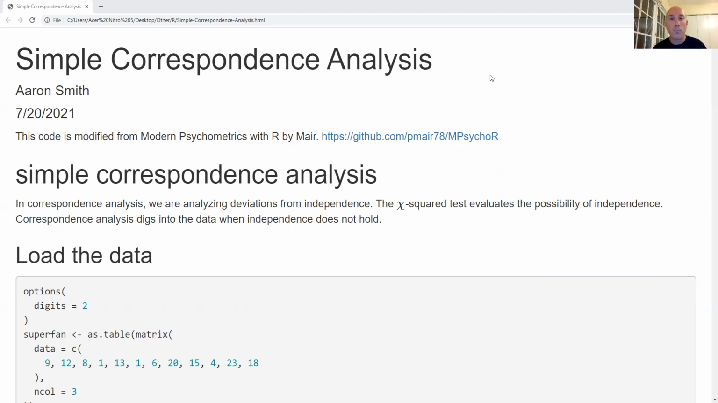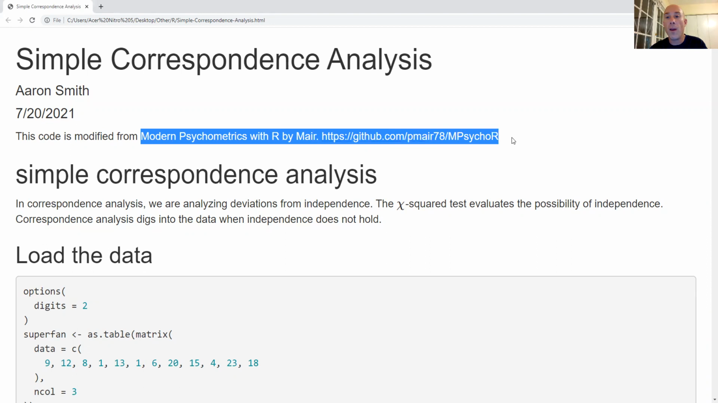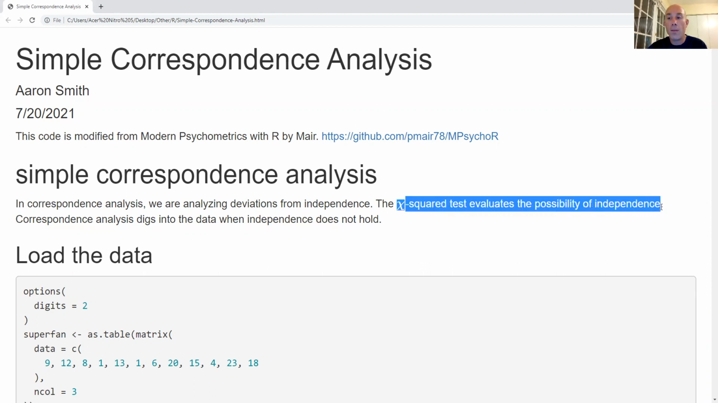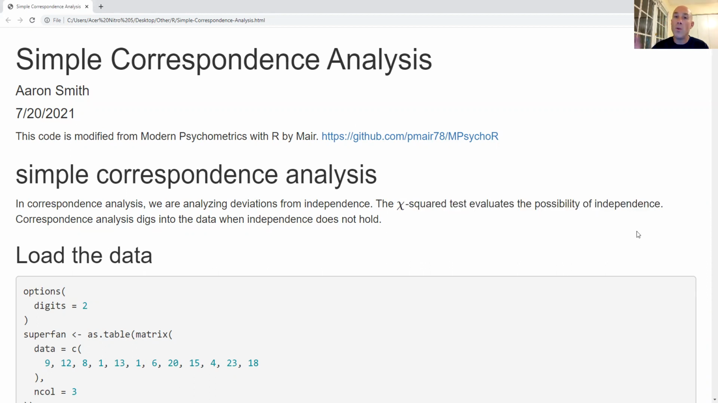All right, so this example is modified code from Modern Psychometrics with R by Mayer, and here is the website for the R code. Okay, so like I said a moment ago, I've got a 2x2 contingency table. I run a chi-square test, and I conclude that we do not have independence between rows and columns. All right, what do we do? How do I analyze it? How do I proceed? Well, let's find out.